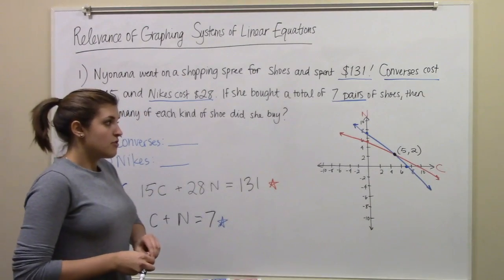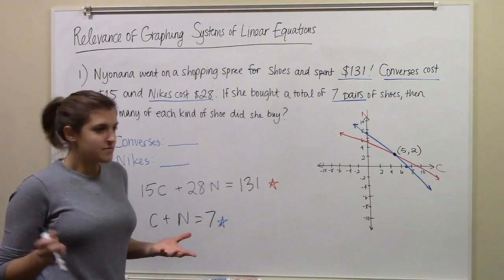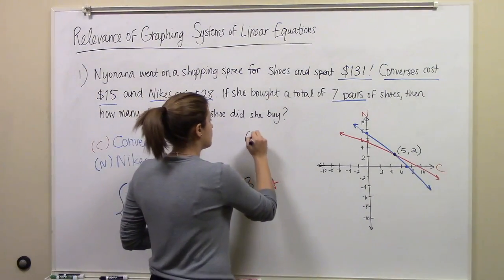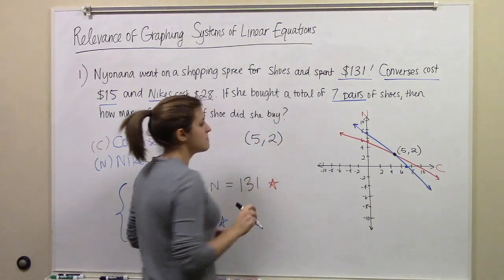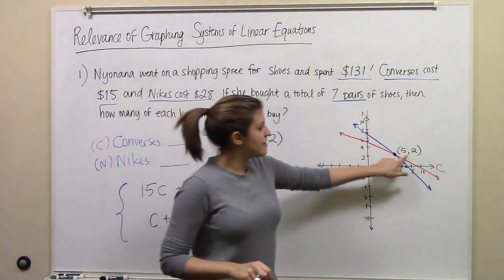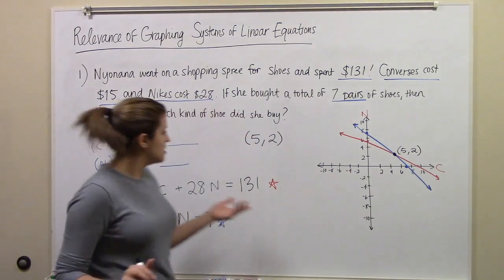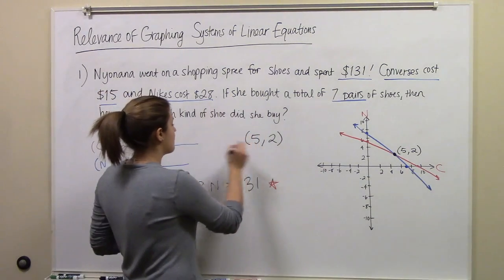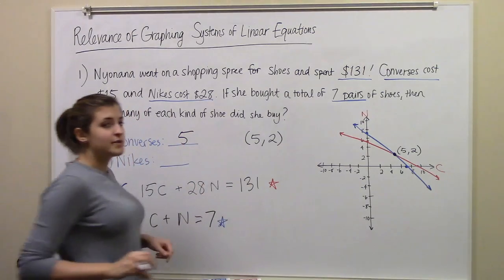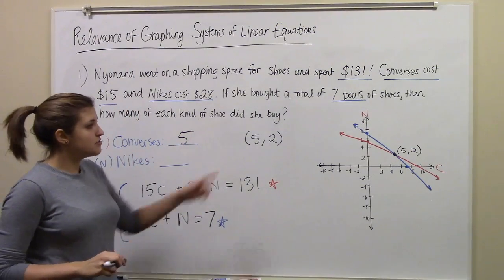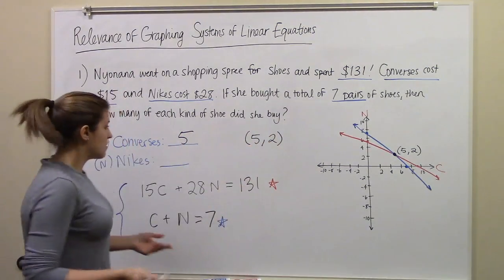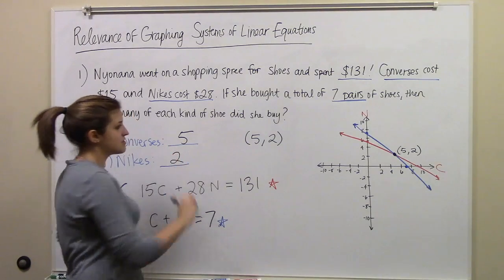All right, so what does this solution 5, 2 really mean? Well, if we have 5, 2 as an ordered pair, this means that the 5 came from my C-axis, or my Converse axis. So that means that she bought 5 pairs of Converses. And the 2 came from the Nike axis, so that means that she bought 2 pairs of Nikes.